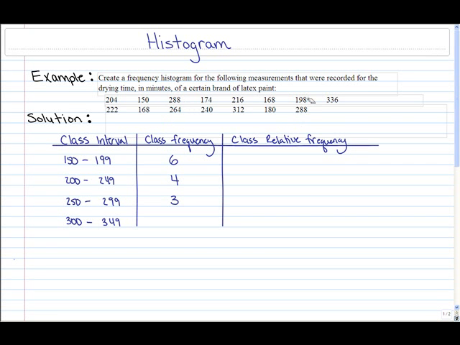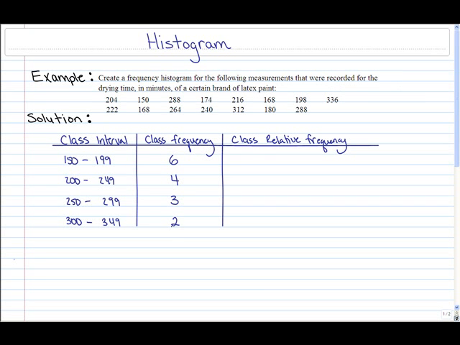Finally, the last class from 300 to 349, I only see 2 numbers that fall within that class. I see 312 and 336. So my class frequency for that class would just be 2.